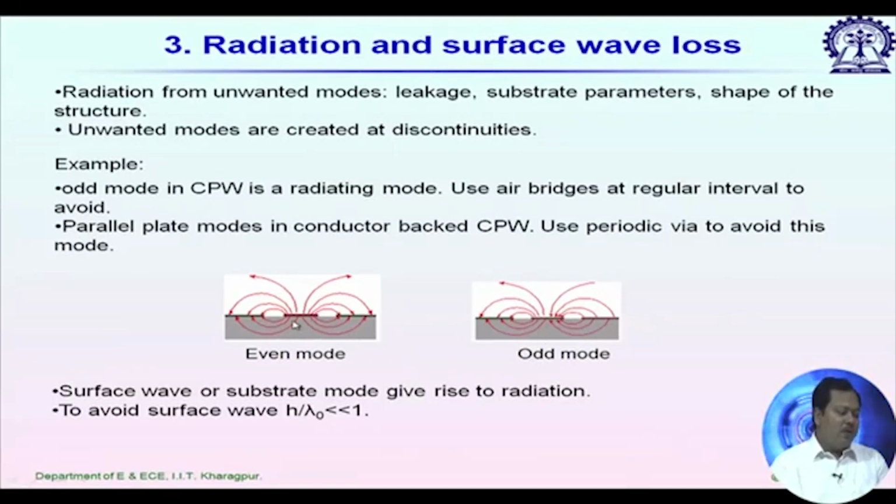So, in even mode, if you look at the electric field plots, they start from the signal line or the central line and terminate at the ground plane. So, we can say that both of these ground, left-hand and right-hand side strips, are at the same potential. Now, look at the right figure.